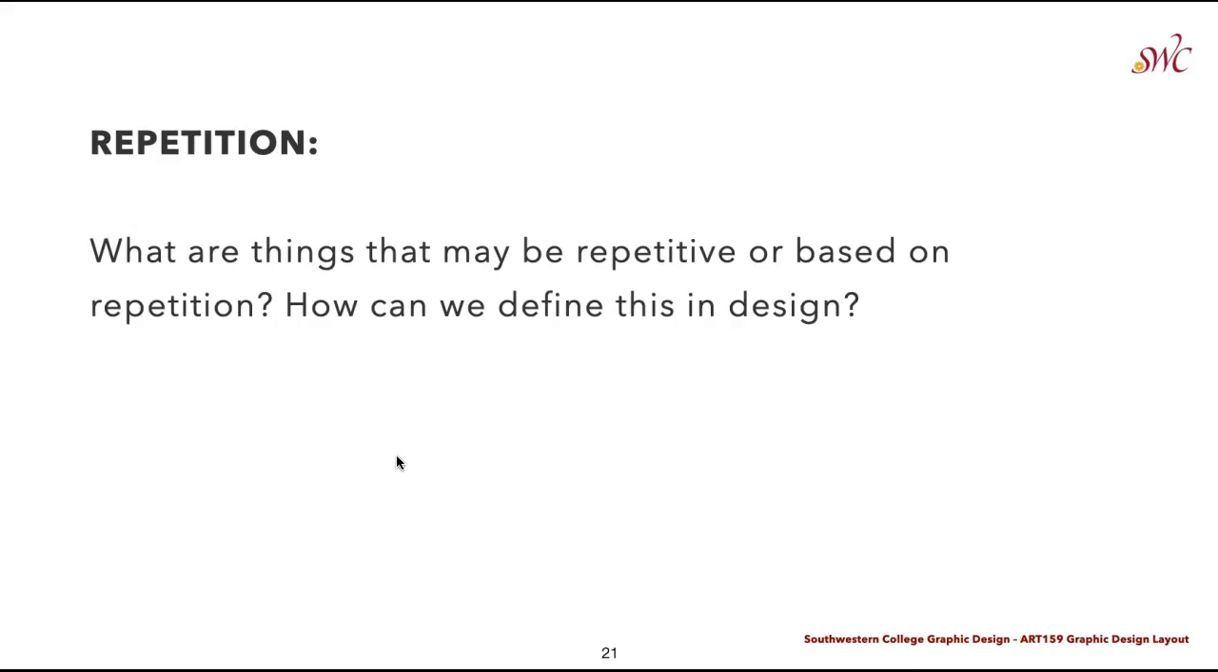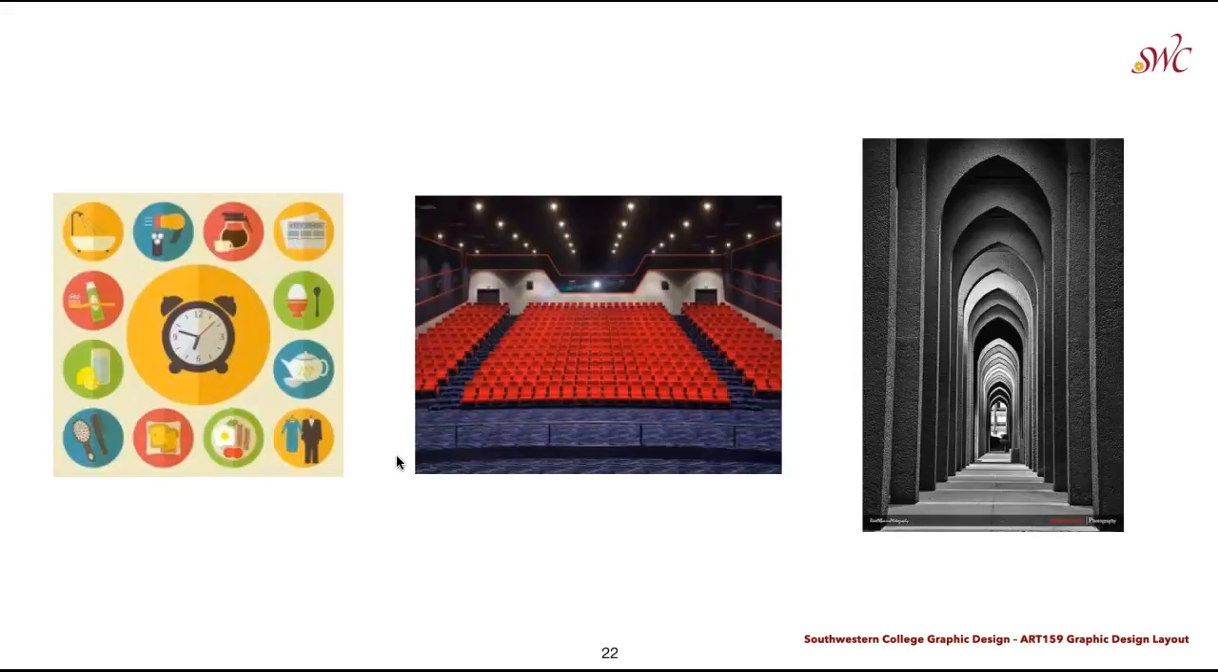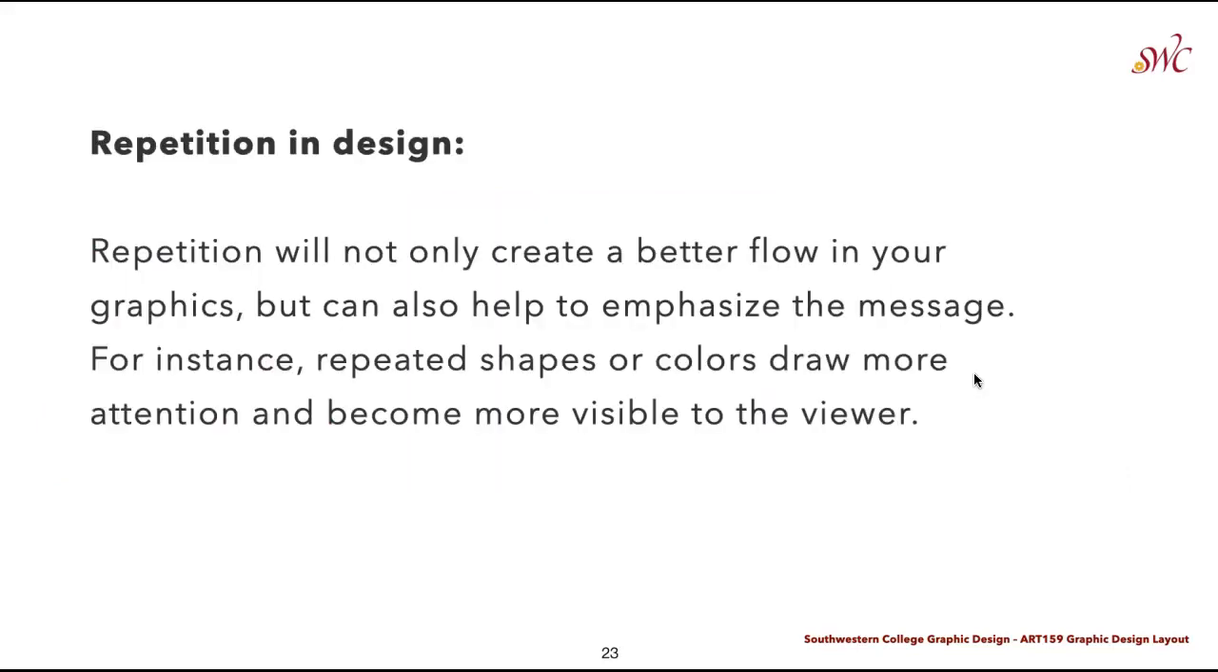So what are things that may be repetitive or based on repetition, and how can we define this within design? Well, again, you may have some sort of routine that you go through every morning before school or before work, and this is a sense of repetition. Or you may go to a local theater and the seats will all be in some sort of gridded rows and columns that make it easy to find where you have purchased your ticket and where you're going to be seating for that movie. We also see repetition used a lot within architecture to create this sort of balance within the overall structures that they are working on.